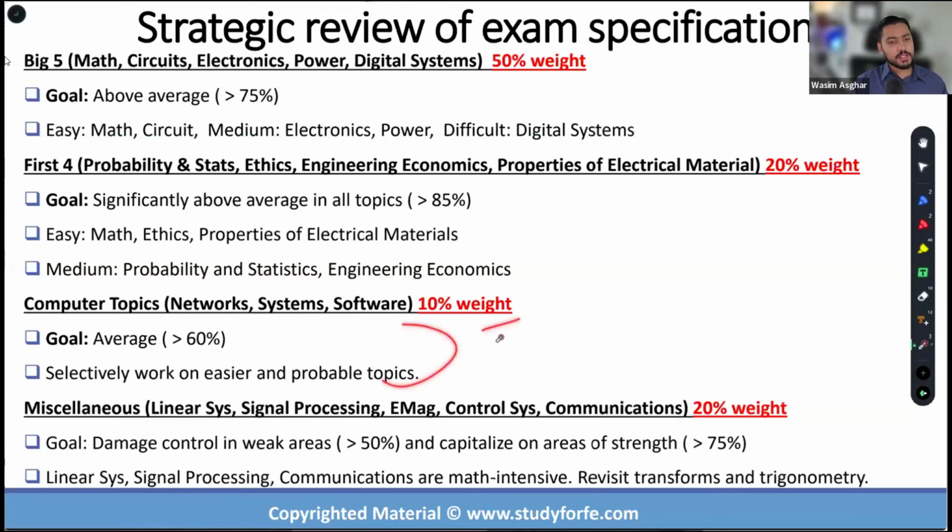And then we have miscellaneous sections: linear systems, signal processing, electromagnetics, control systems, communications, and so on and so forth. Now, these sections are kind of all over the place, but there is a through line in them in the sense that they're math intensive. Lots and lots of math is in here, right? So you have signal processing, linear systems, communications. They're all math intensive. Lots of trigonometry, lots of algebra, lots of transforms.